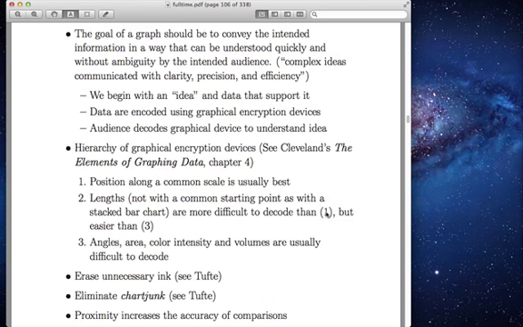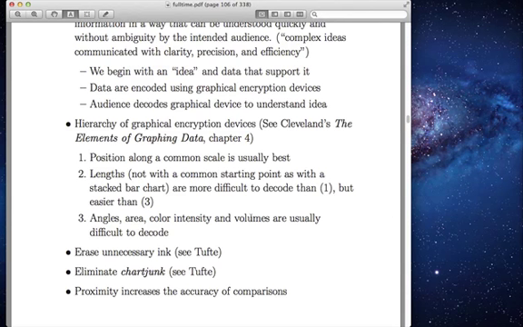Another encryption device is using length. So we can make the lengths of things proportional to the numbers we're trying to encrypt. This is the device that's used with a stacked bar chart as an example, where we have different lengths representing the numbers. We can also represent numbers as angles, so we can make the angle something proportional to the number we're trying to represent. Areas, we can make area proportional. We can use color intensity and volumes, but these are usually very difficult to decode accurately.